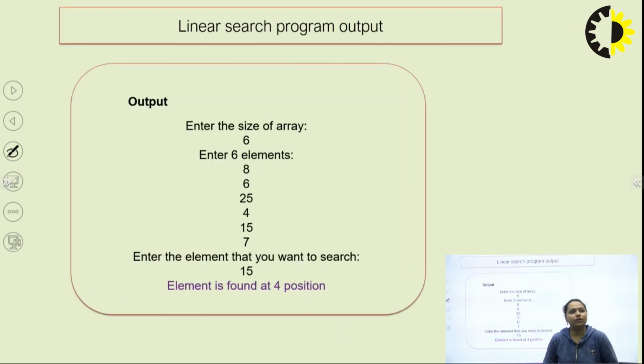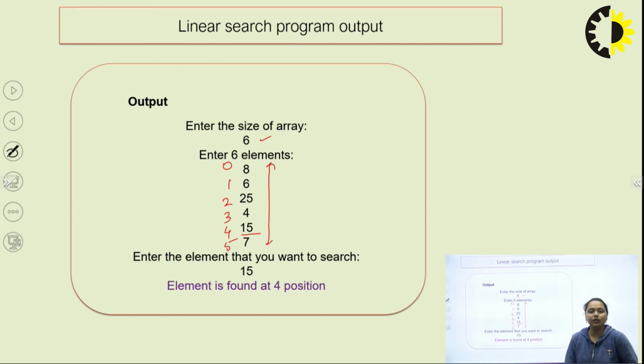So what is going to be the output? Let us assume the size is 6. Elements entered by the user are 8, 6, 25, 4, 15 and 7. Now what element does the user want to search? The user wants to search 15. So 15 is present at position 4, that is 0, 1, 2, 3, 4, 5. The index of an array always starts from 0. So at which position is the element found? The element is found at 4th position.